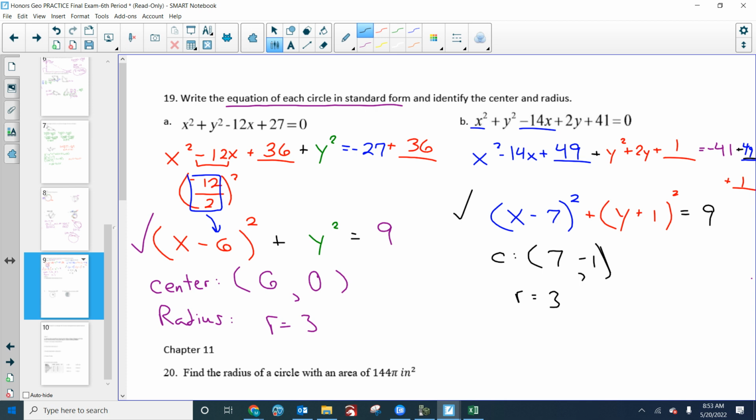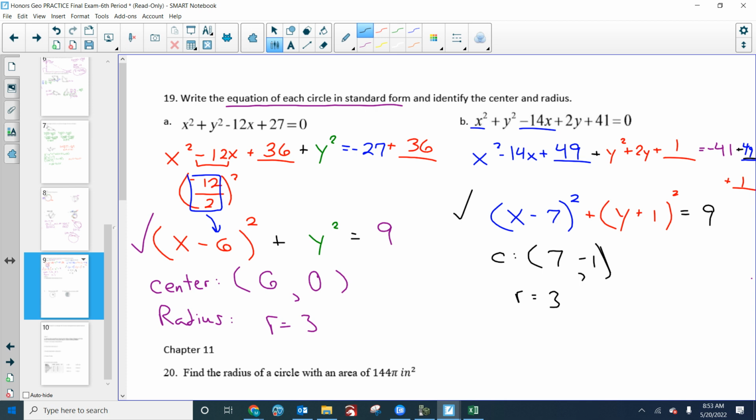If you're a person who likes to check your work, and you have extra time, couldn't you FOIL out x minus 7 times x minus 7? Isn't it x squared minus 7x minus 7x plus 49? That's x squared minus 14x plus 49, right? So I could check this to make sure.